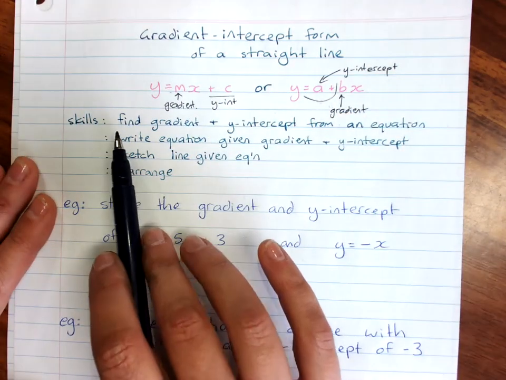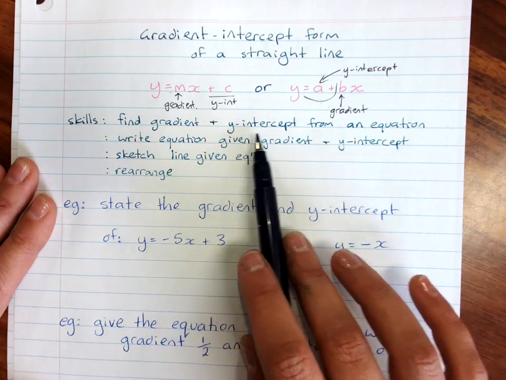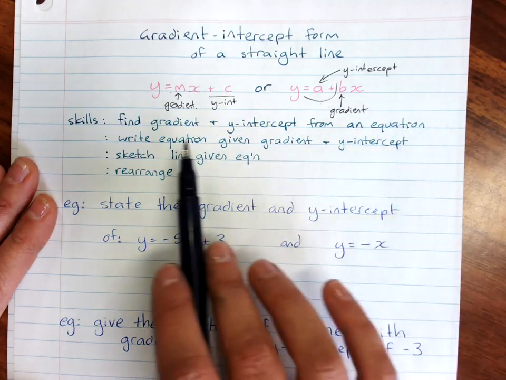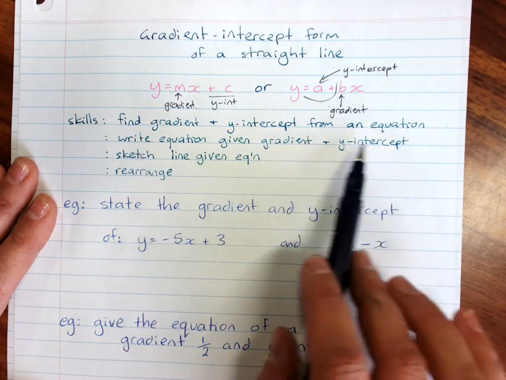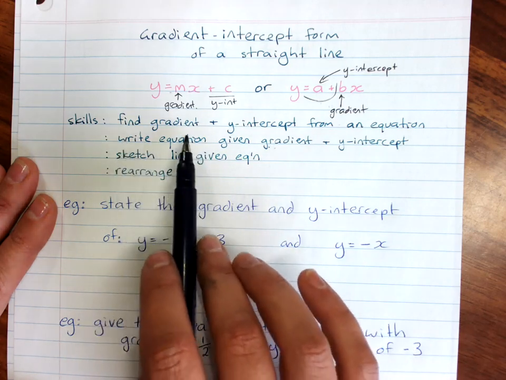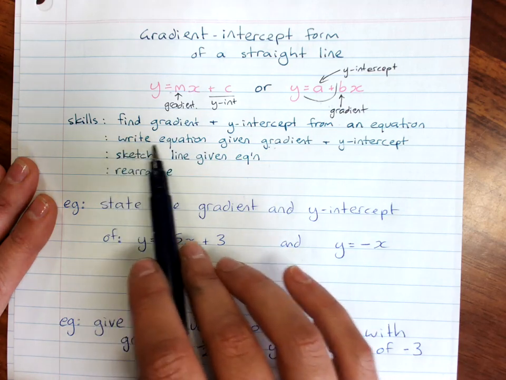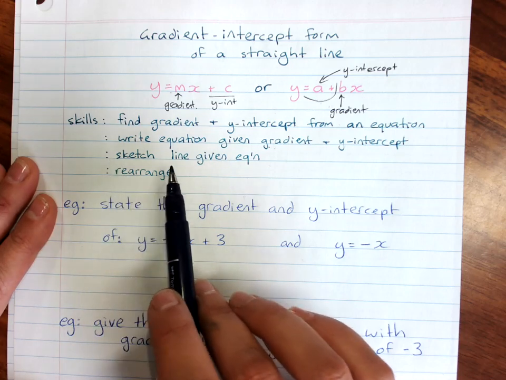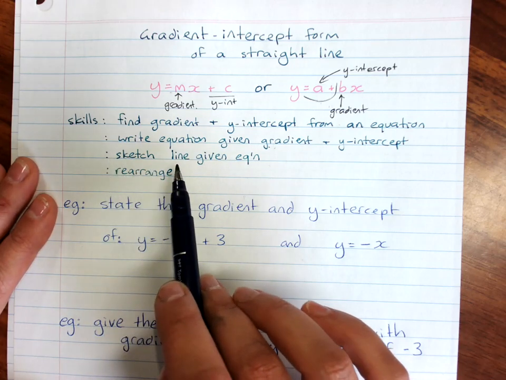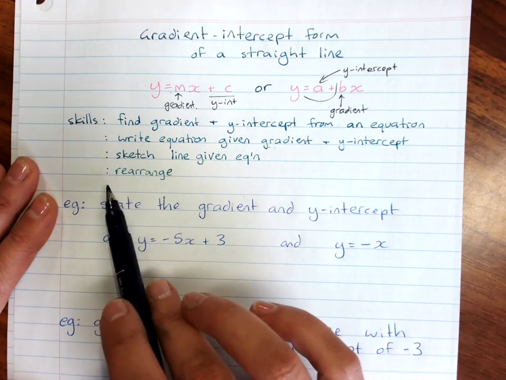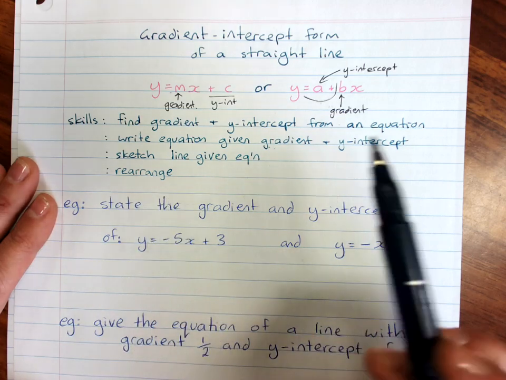So the skills we need are to be able to find the gradient and y-intercept if we've got an equation, or if we have the gradient and the y-intercept, to be able to write the equation from that. We need to learn to sketch a line, which is different to graphing a line, and we might have to rearrange an equation in order to do that.